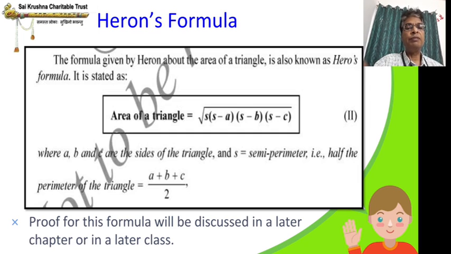But proof for this will be discussed in a later chapter, possibly in this class or in a later class, that we will see when it comes. Now you have to only understand the formula. This is very easy to remember. Once you write it and solve 1 or 2 examples, you will be able to understand this formula and you will not forget at all. Now we will move to the next page.